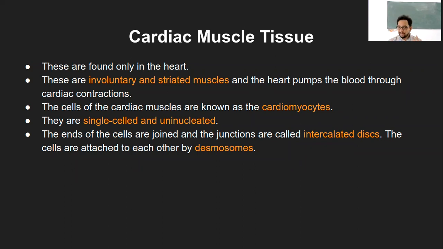The ends of these cells, now this is again one of the very interesting and important facts, which is not part of the syllabus, but I felt I should tell you about it. So the ends of the cell, when there are neighboring cells, they are going to have a common area where they are connecting each other, right? So that particular junction is called the intercalated disc.